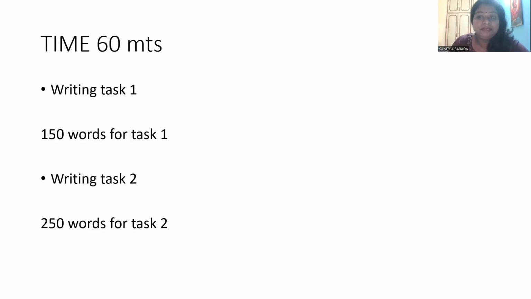Time limits. In IELTS writing, you have to write 2 tasks. In Writing Task 1, you have to spend a minimum of 20 minutes, summarizing a bar chart, table, diagram, or pie chart. Now I am going to discuss only Writing Task 2, not Writing Task 1. In Writing Task 2, you have to write a minimum of 250 words. In total you get 60 minutes: 20 minutes for Writing Task 1 and 40 minutes for Writing Task 2.